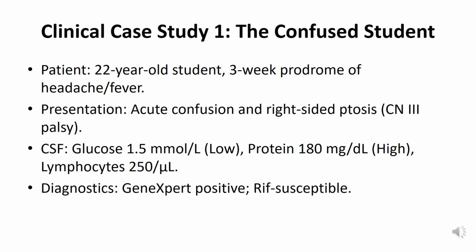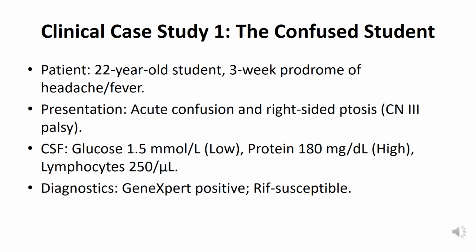The results were highly suspicious for tuberculous meningitis. The CSF glucose level was only 1.5 millimoles per liter. This was significantly lower than normal and suggested active infection within the central nervous system. The protein level measured 180 milligrams per deciliter. This marked elevation reflected inflammation and disruption of the blood-brain barrier.